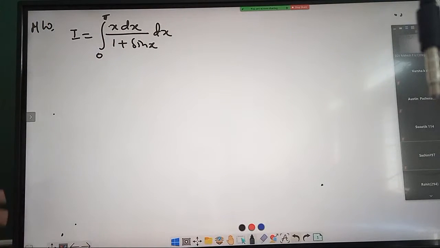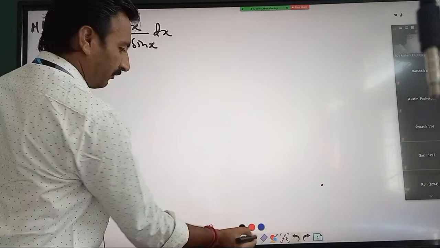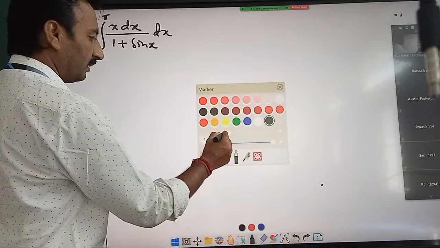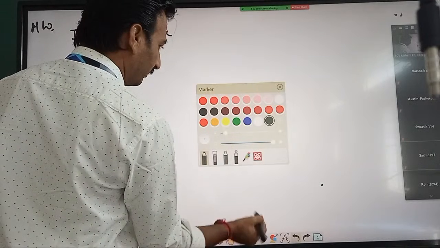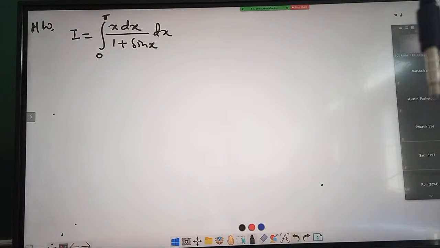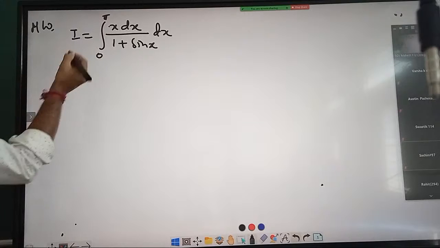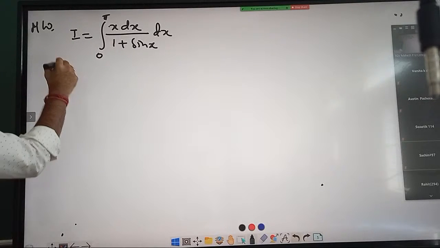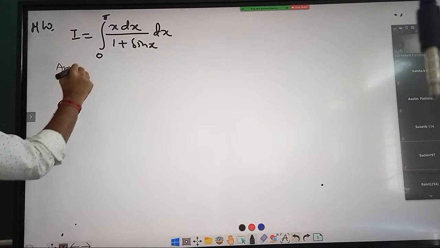Now, the same problem we have done earlier also, but this is a bit different. In the numerator there is only x, so I need to remove that x. That is my intention, the first intention. So what I have to do here is just apply the property.